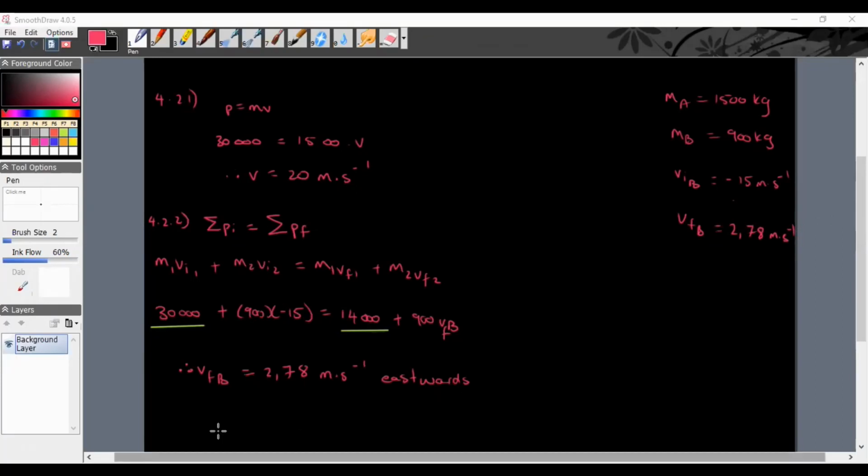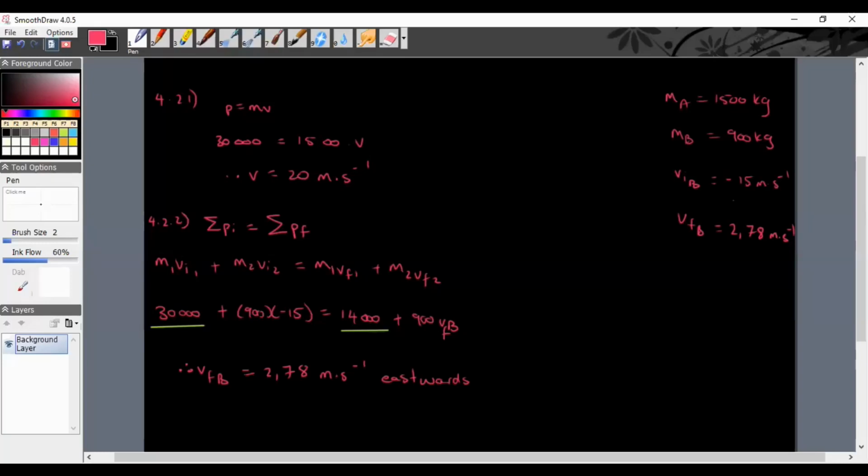Last question, 4.2.3, just before we leave, was the magnitude of the net average force that is acting on car A during the collision. This is where knowledge of impulse comes in. There are a couple of ways we could do this. Let me check the net average force acting on car A during the collision.